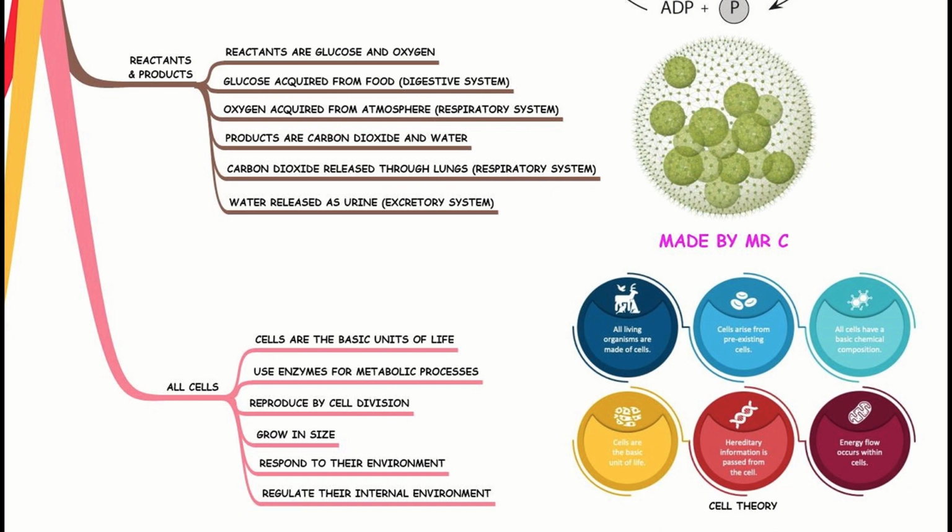Cells use enzymes for metabolic processes. Cells reproduce via cell division, and during a cell's life they grow in size, they respond to the environment, and they regulate their internal environment, and amazingly, all cells make waste and must get rid of this waste.